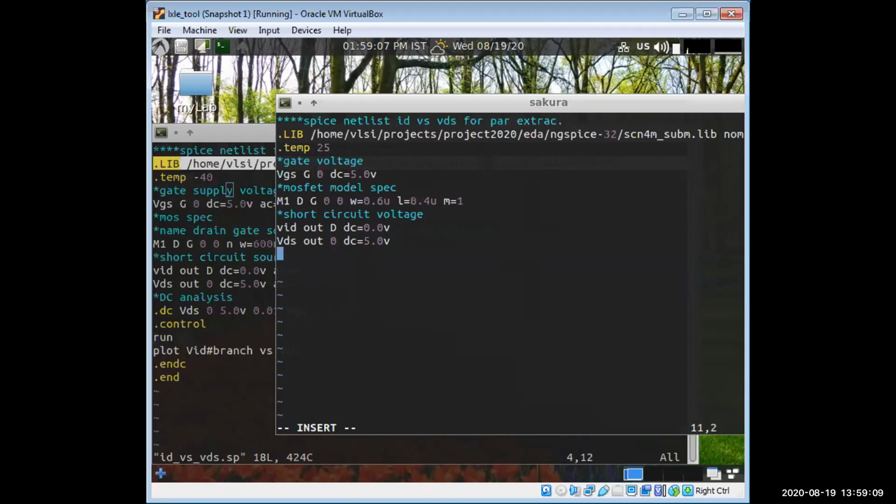Then we will be doing the DC analysis for this. So DC analysis, DC VDS from 0 to 5, the value will be swept, and the step is 0.01. Then .control, as you wish, you can write .control, or you can do it manual in the ngSpice mode. Then plot, run, and then plot the value.